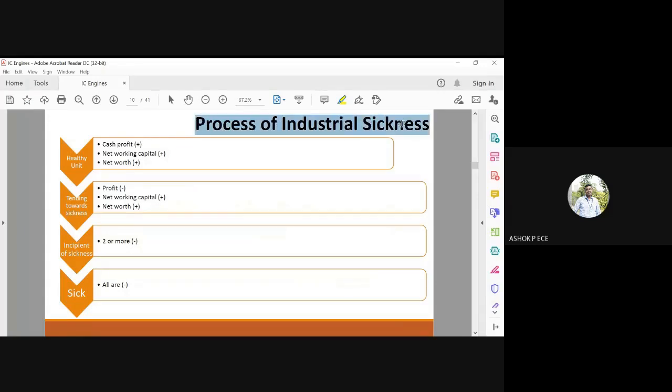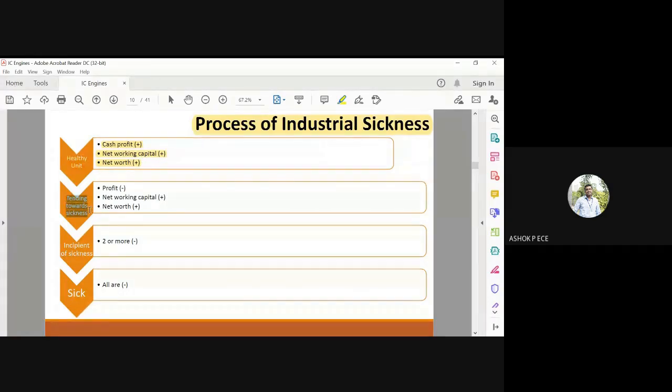Process of industrial sickness. Same way you see here, a healthy unit tending towards sickness, incipient of sickness, and sick. The three parameters you have to consider for industrial sickness: first one is cash profit, that is positive. You have more profit. Net working capital positive. Net worth positive. So all the three are good, which means it is a healthy unit.